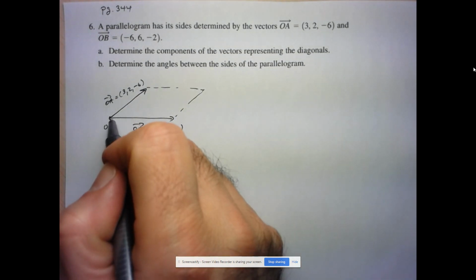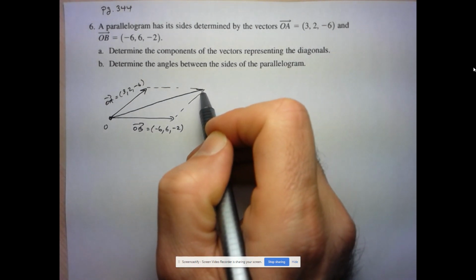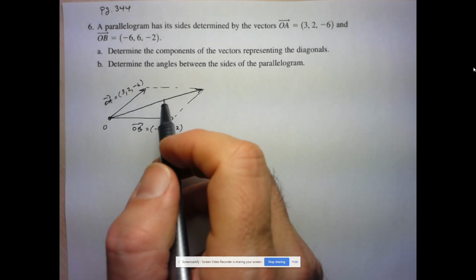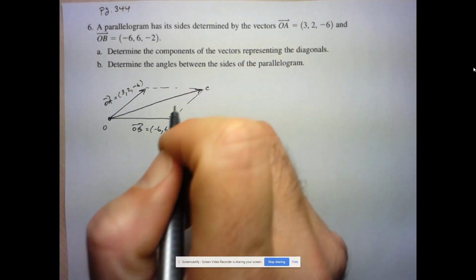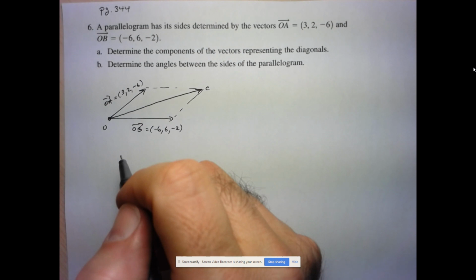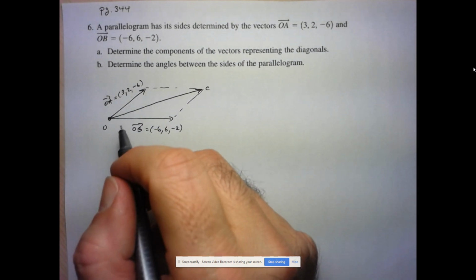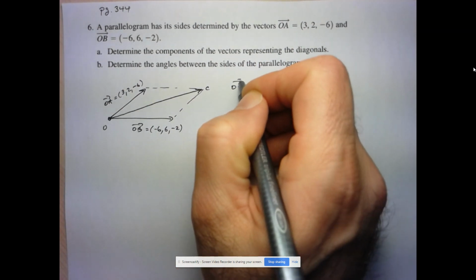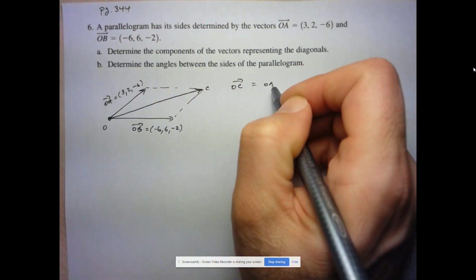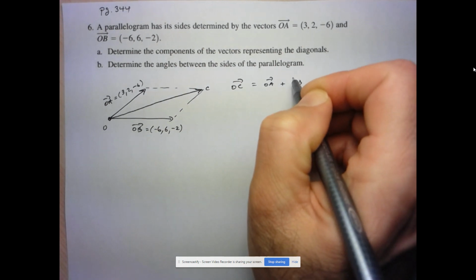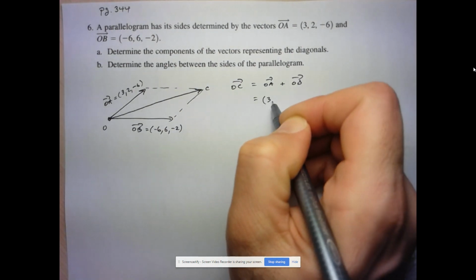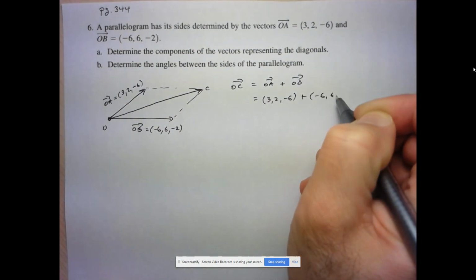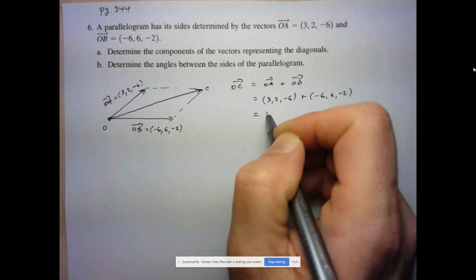And this is where we remember that the diagonals are actually given by operating on these two vectors. So this diagonal here, okay, so let's say I call this point C. So this is going to be the vector OC. It will represent one diagonal, and that's gotten by adding these two vectors. Okay, so the vector OC is going to be OA plus OB. Okay, so OA is 3, 2, negative 6, plus OB is negative 6, 6, negative 2. And so we add these together.